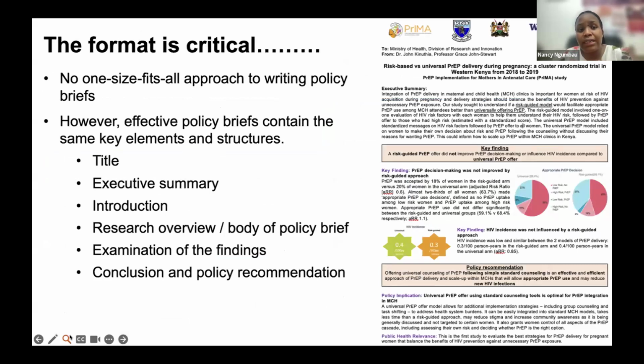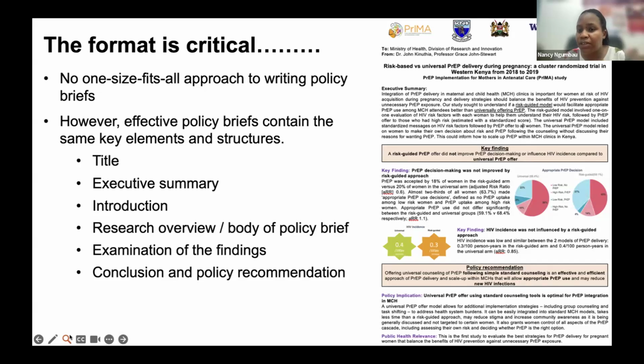And I think one of the lessons that we've learned is that the format is very critical. Usually, again, policymakers are very busy people. They don't have a lot of time to read many pages of documents. And we have come up with a template or a way that we request people to write it. And it aligns to how other people are writing. But there's no one-size-fits-all approach to writing policy briefs. However, we just request, particularly the people who are developing the policy briefs, to just do a title, an executive summary, an introduction of what the research is about, have a body of research, and we'll go into all these things, and then the conclusion and policy recommendation.